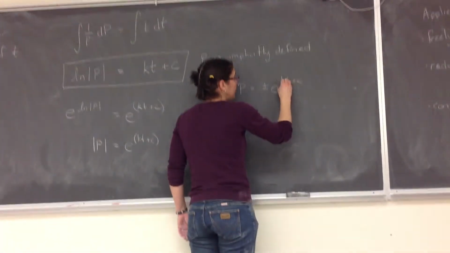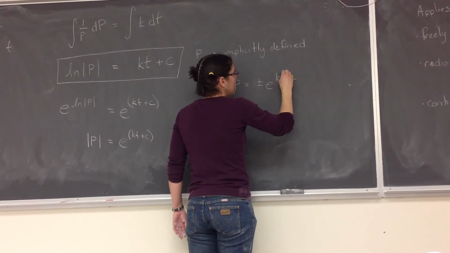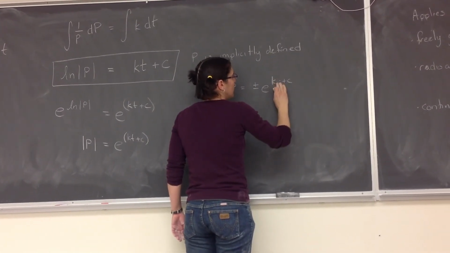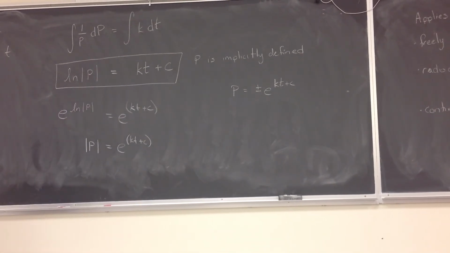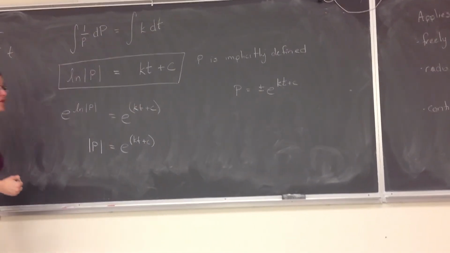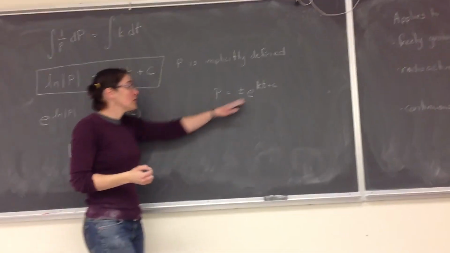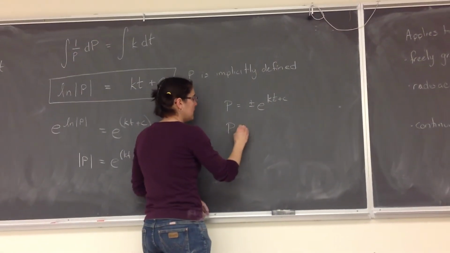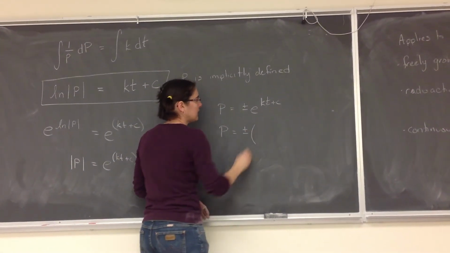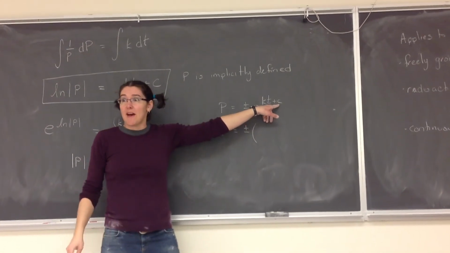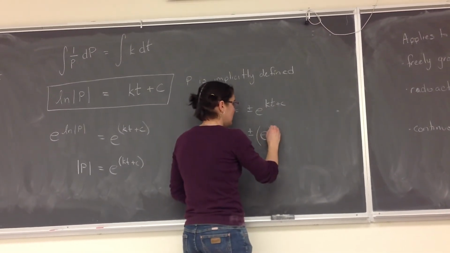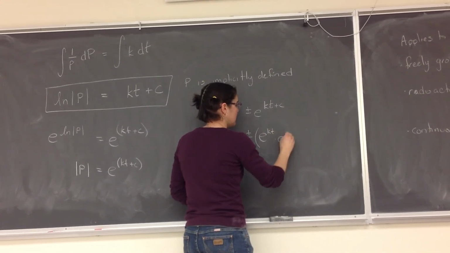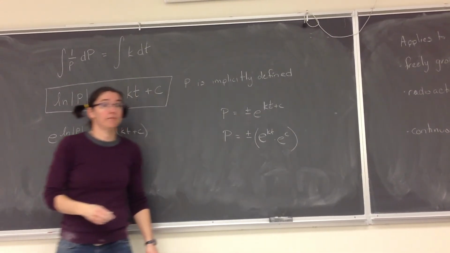Okay, now I have solved for p, but for those of you who are familiar with the population growth model, this is not what it looks like. So we have a few more things to adjust here. I've got p is equal to plus or minus. If I add the powers up here, algebraically, I can rewrite this as e to the kt times e to the c.